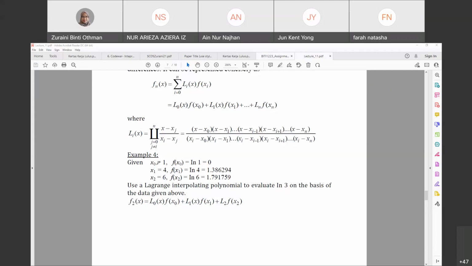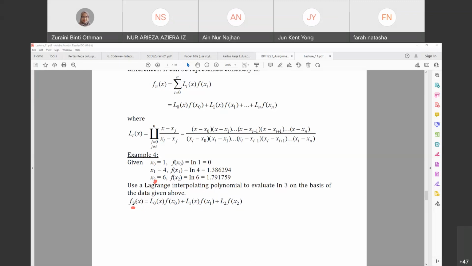Okay, so the data given above is from x0 until x2. We know that the highest is 2, so if we want to use all the data, we will have to find f2, because all the data that we want to use goes up to 2. So the highest degree we can use to find this interpolating polynomial using Lagrange is also 2. That's what it means.